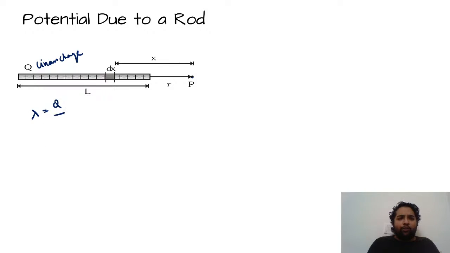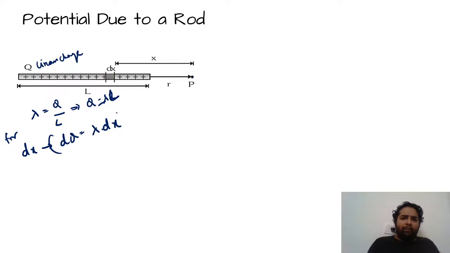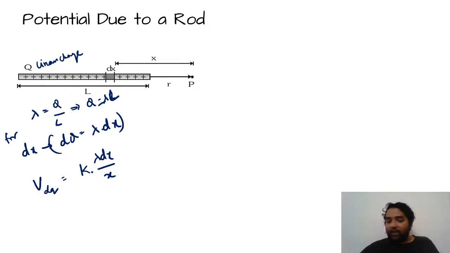Density lambda will be equal to q by L, which means dx will have a charge dq. From this we know charge is lambda into L, no? So same way we will get dq will be equal to lambda into dx. And what is the potential due to dq? V due to dq charge will be equal to k into lambda dx by x. Simple, direct, we just put the formula straight in. So V due to dq charge will be equal to k lambda dx by x.